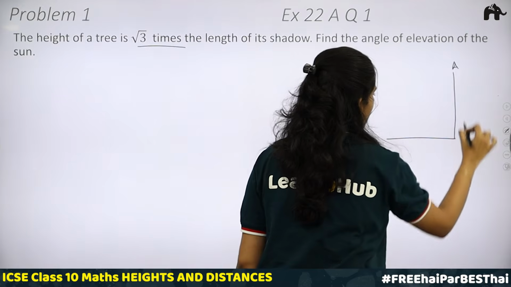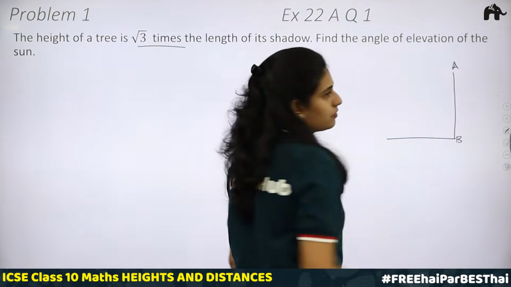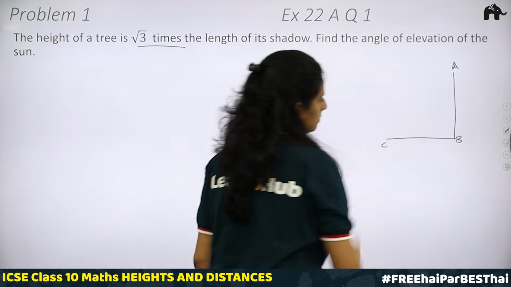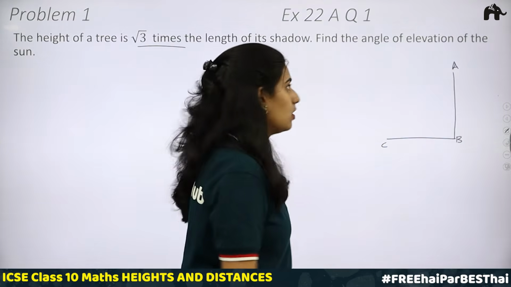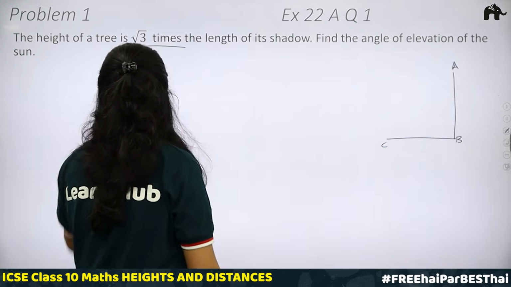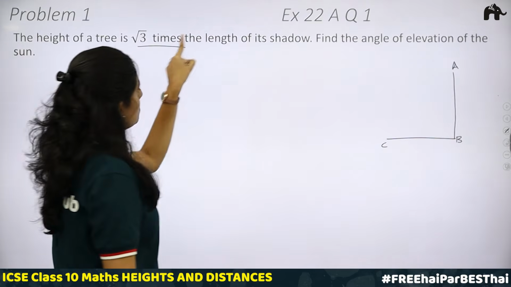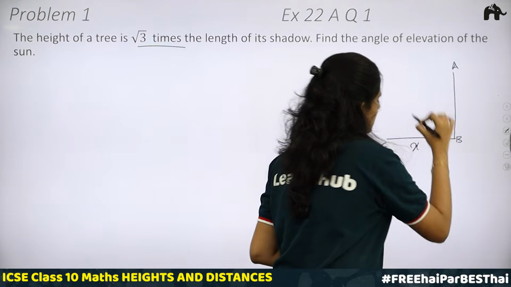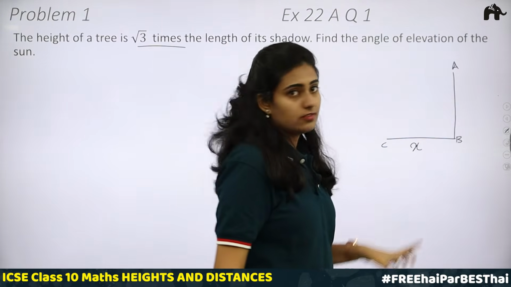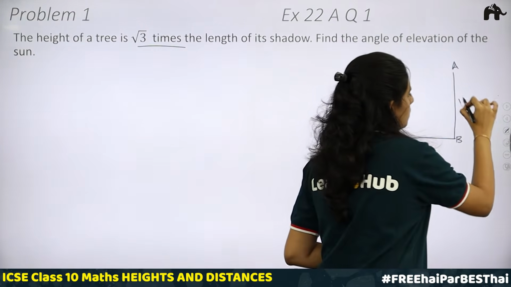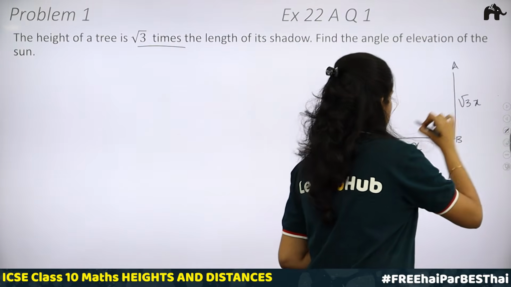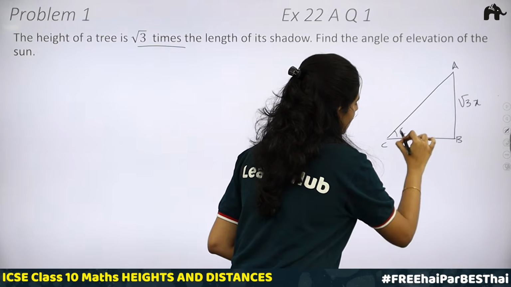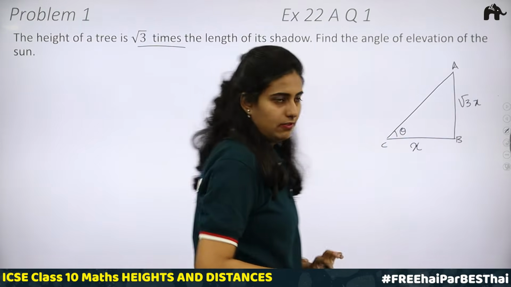Let us take AB as the height of the tree. Here we have the shadow, up to C. CB is the shadow of the tree. It is given that the height of the tree is √3 times the length of its shadow. If we take the length of shadow as x, then the height of the tree will be equal to root 3 times x. And this angle we are taking as theta will be the angle of elevation.